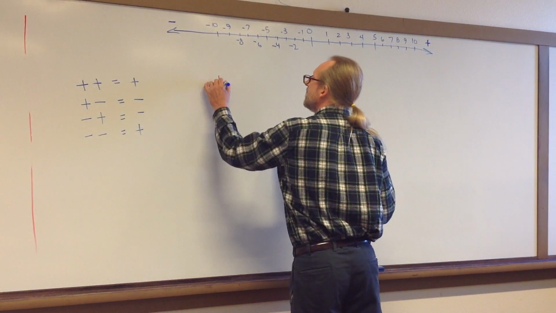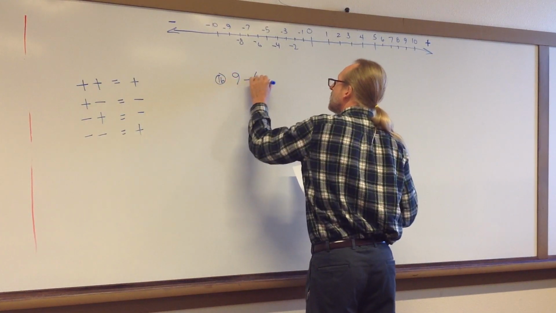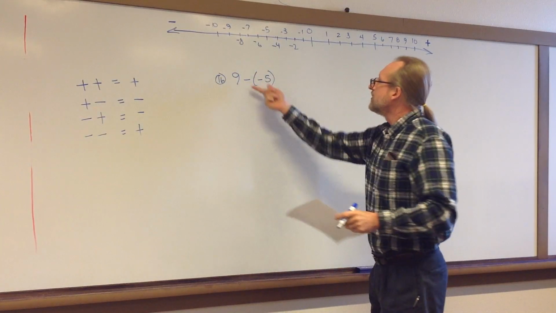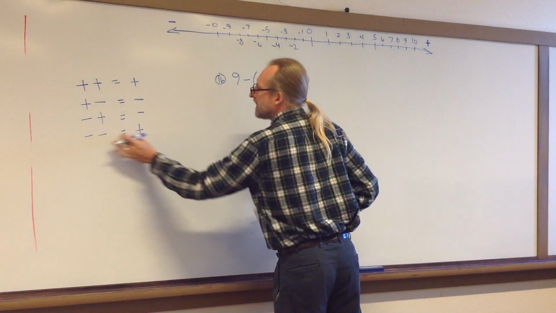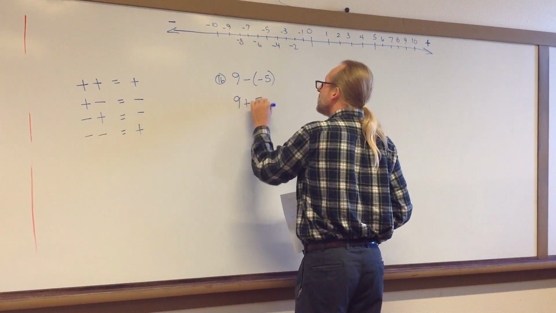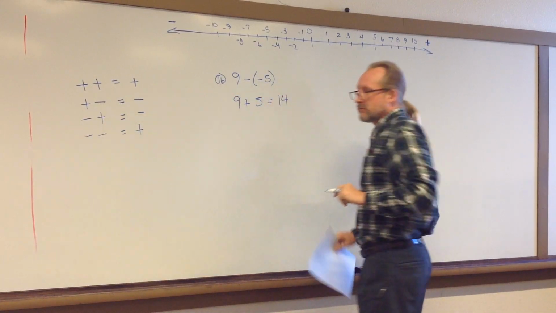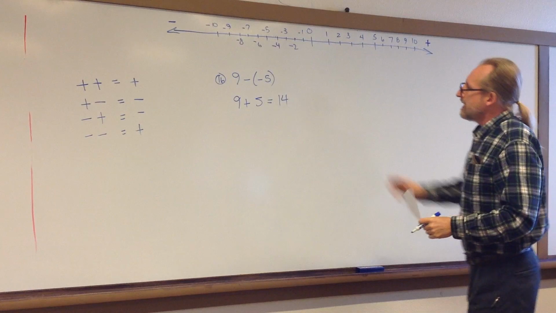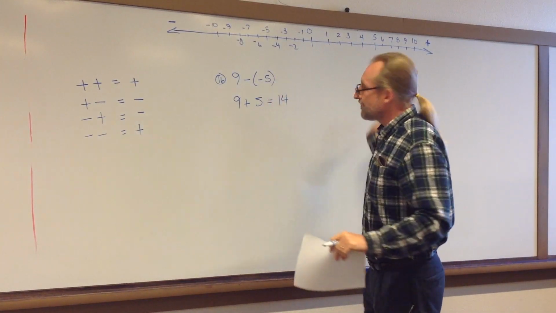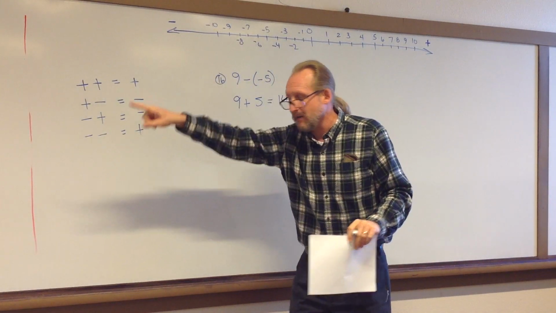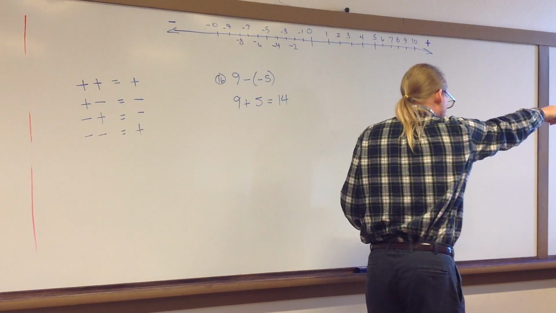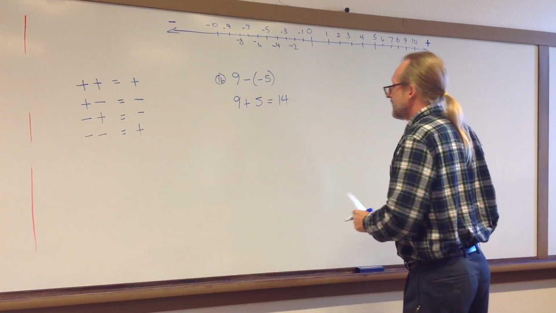Problem 16. 9 minus negative 5. Again, you've got a double sign. Let's make that into a single sign. 9 plus 5, well, that's just 14. And again, that negative negative is because the first negative turns you around and points you that way. The second negative turns you back around and points you in that direction.